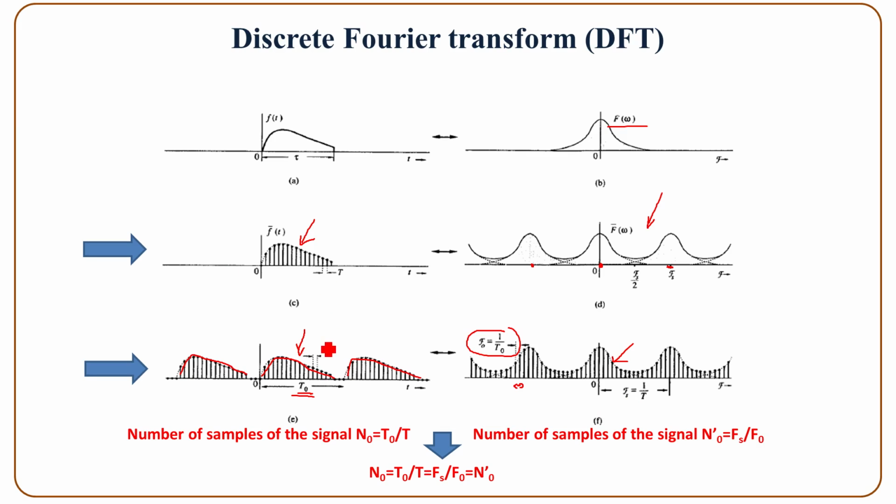And if we call T the interval between two samples in the time domain, then in the frequency domain fs, which is the sampling frequency, is 1 divided by T. And we can prove that the number of samples N0 in the time domain is equal to the number of samples in the frequency domain, N0 prime.